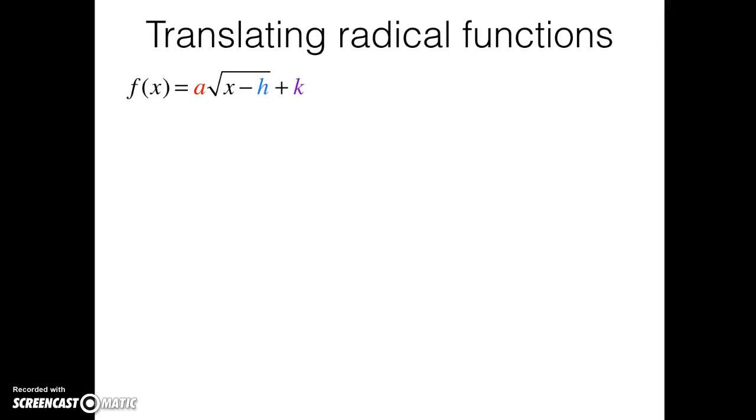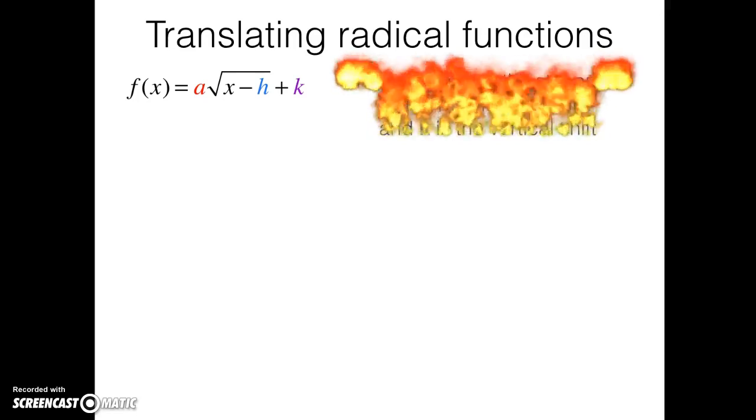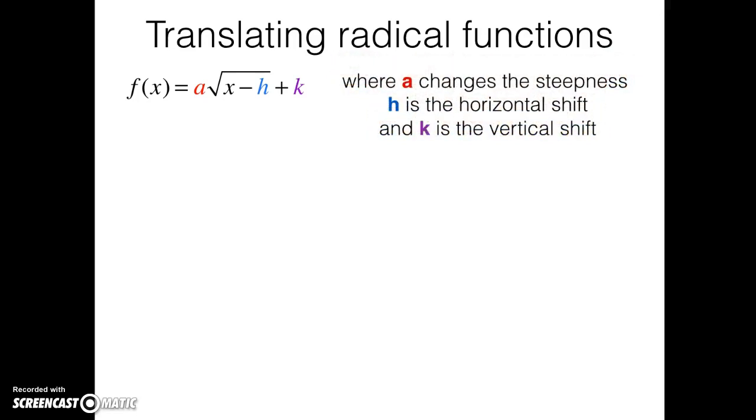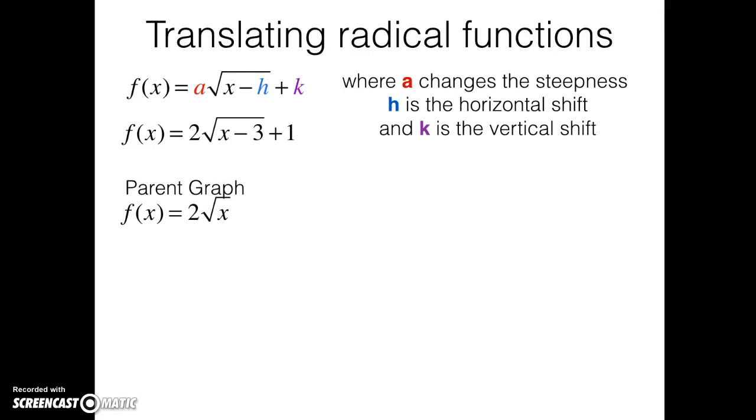Translating radical functions. The standard form for the radical function is f of x is equal to a square root x minus h plus k, where a changes the steepness, h is the horizontal shift, and k is the vertical shift. Let's try to graph f of x is equal to 2 square root x minus 3 plus 1. We're going to start with the parent graph, 2 square root x, so we are going to ignore the h and the k for the time being.